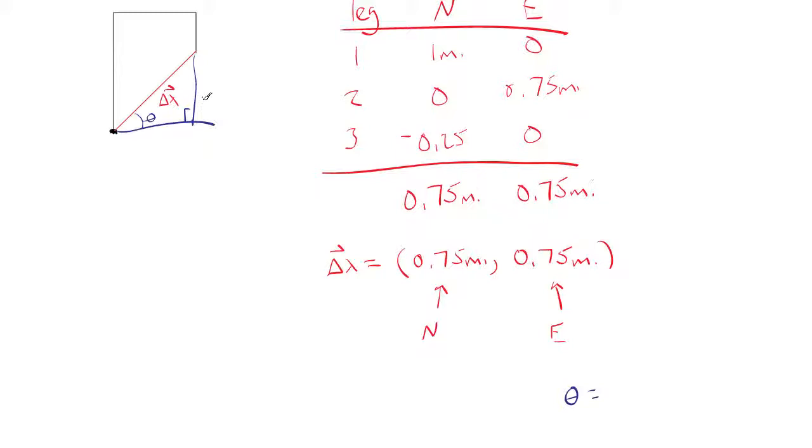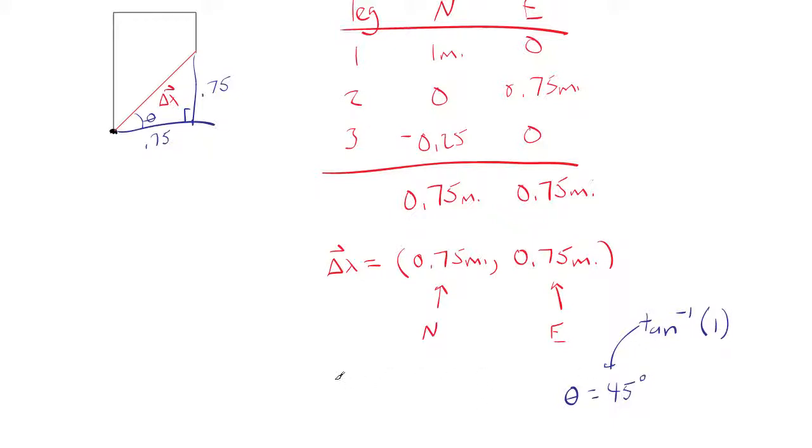What's the length of each side of the right triangle? 0.75. So this is 0.75 north. This is 0.75 east. In order to find theta, I take the inverse tangent of the opposite over the adjacent, like we just talked about. The inverse tangent of 1, if you remember, is just 45 degrees. So I got this because the inverse tangent of 1 is 45 degrees.